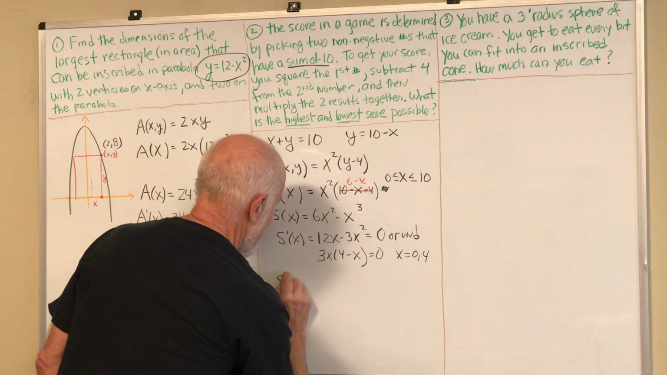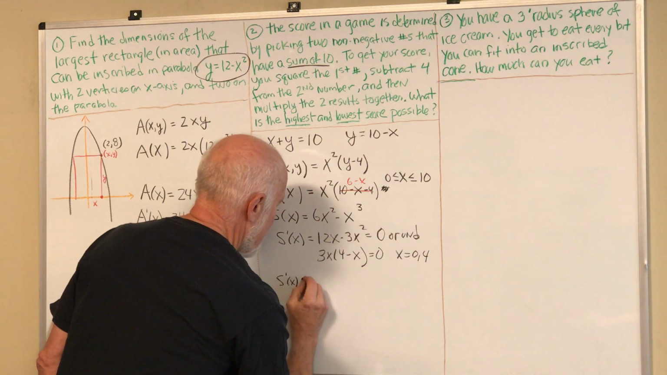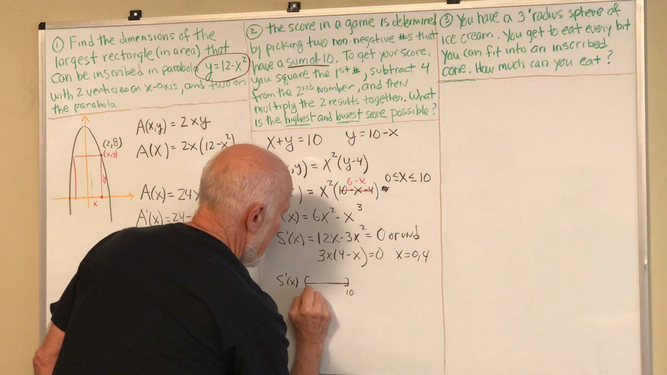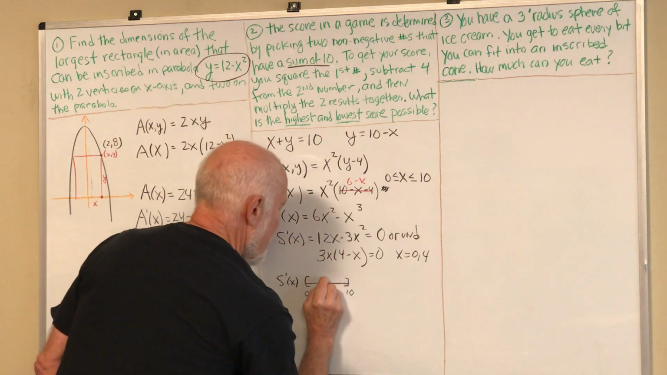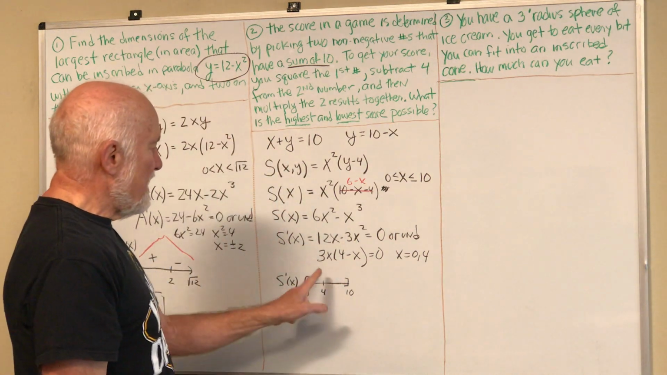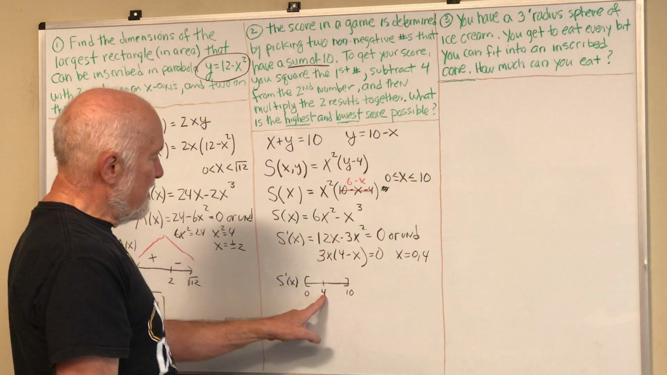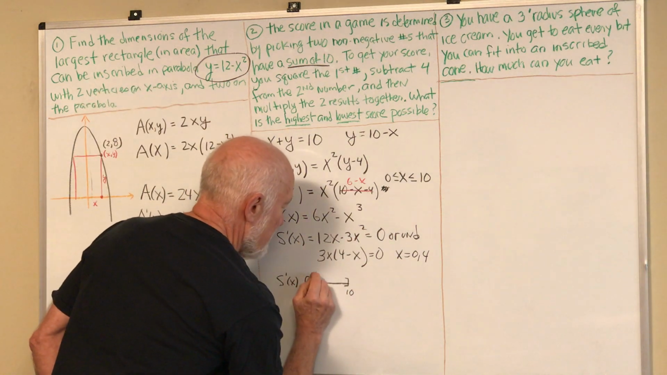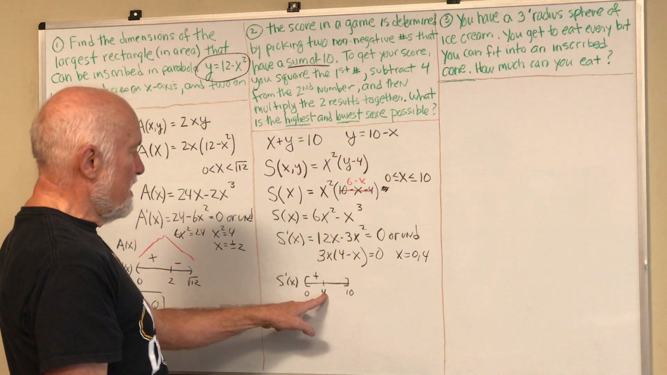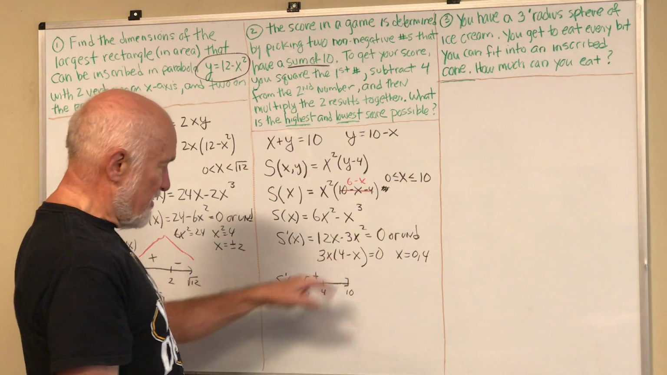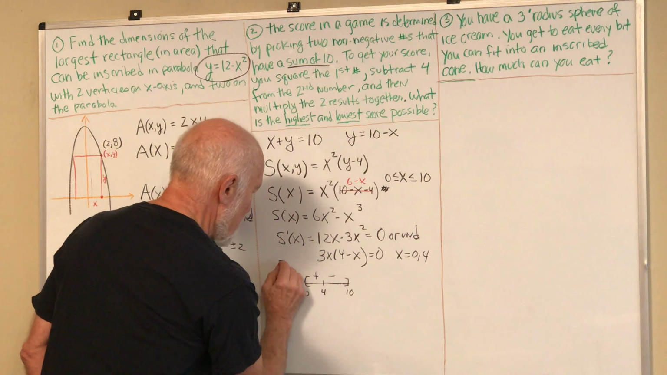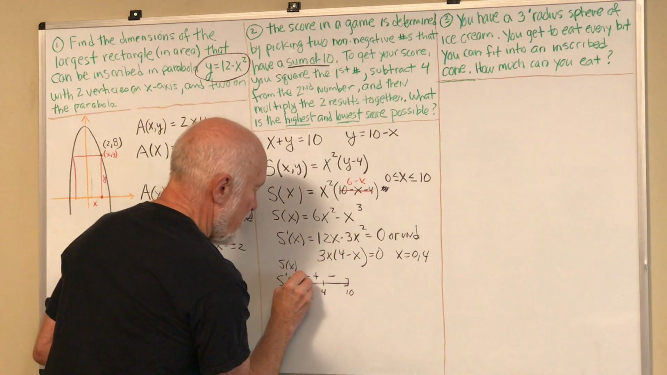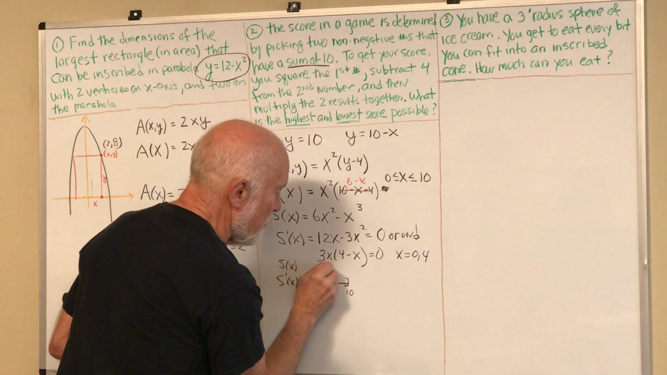So if I put on the number line, here's 10, and here's 0. I put 4 on the number line. If I pick a value less than 4, like say 1, 12 minus 3 would be positive. If I pick a number bigger than 4, this is going to be positive and this is going to be negative, so you get negative. So you see your score starting at 0 goes up until you get to 4, and then it goes down.